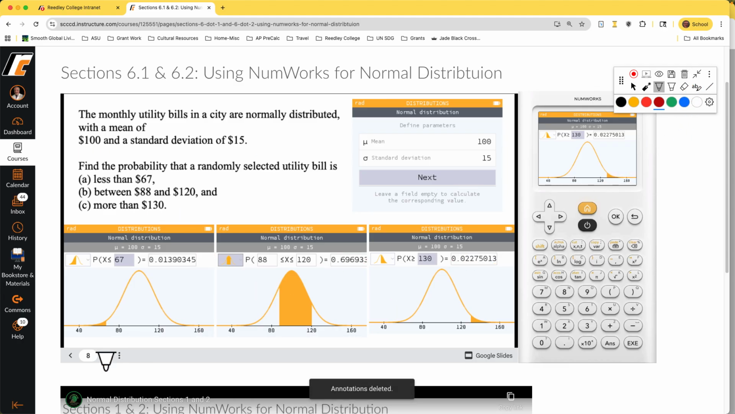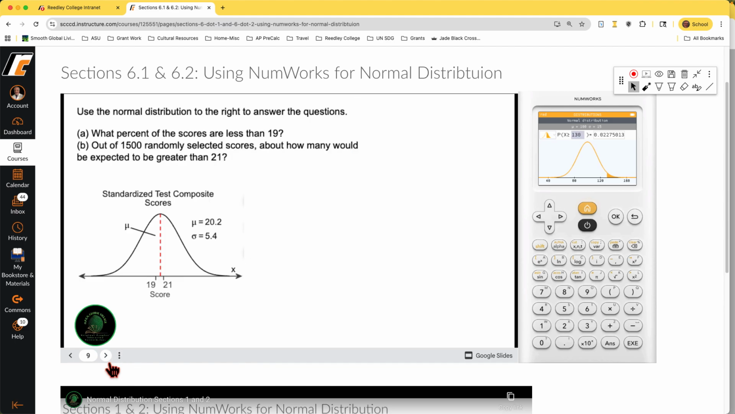And I think this is our last slide. Maybe there's one more. I thought there was 9. Yeah. So one last one. But you're going to see this is not anything different. So we'll just kind of go through this. Use the normal distribution to the right to answer this question. So we've got this. What percent of the scores are less than 19?